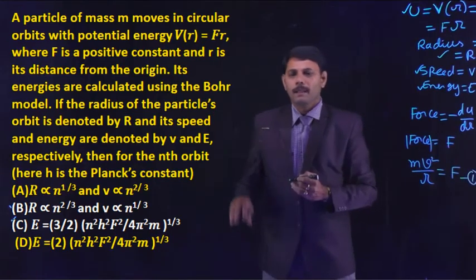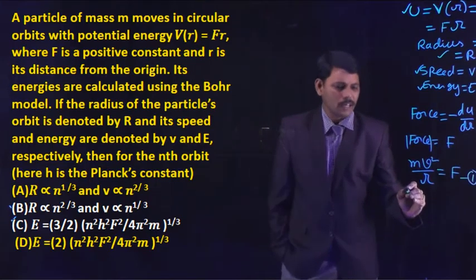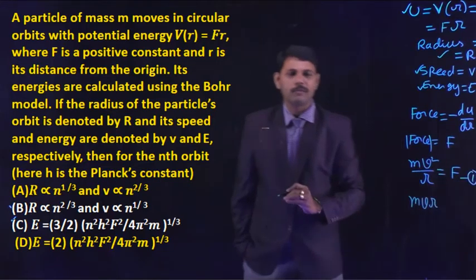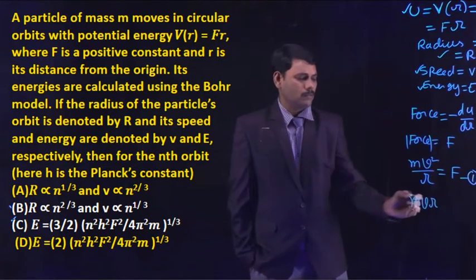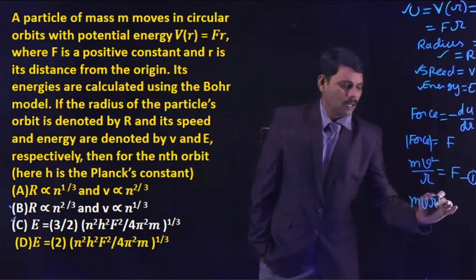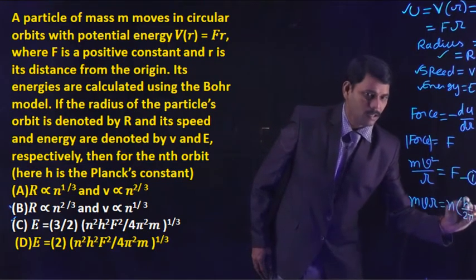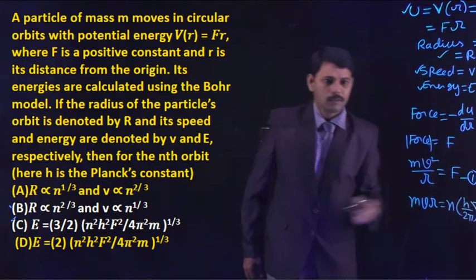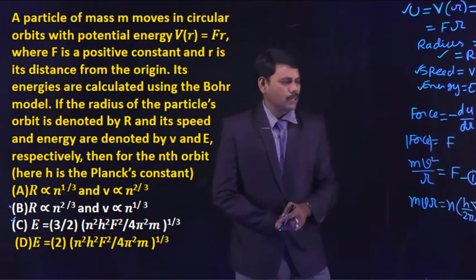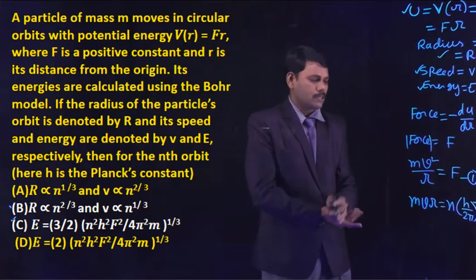As this is satisfying Bohr's model, the angular momentum is equal to nh by 2 pi. In the nth orbit, angular momentum is equal to mvr, where m is the mass of the particle, v is the speed of the particle, and r is the radius in the nth orbit. Angular momentum is an integral multiple of h by 2 pi. That will be equation 2: mvr is equal to n into h by 2 pi. By solving these two, we find the radius, by eliminating v.